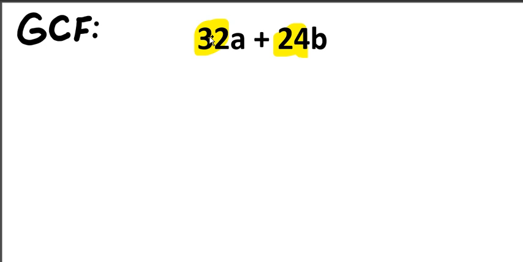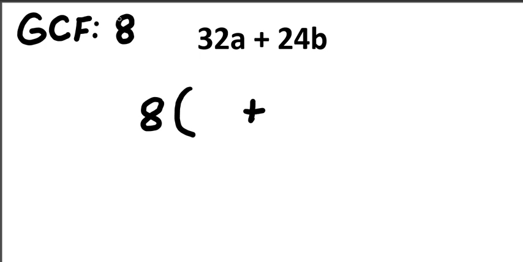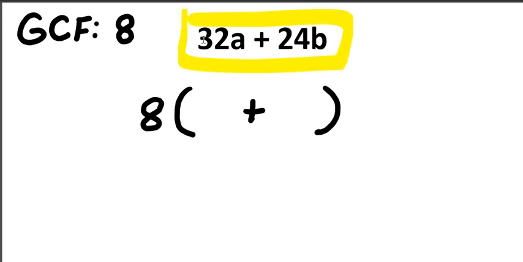Now, if you've forgotten how to do this, I will be most happy to link some tutorial videos in the description, but for now, suffice it to say that the biggest number that will go into 32 and 24 is going to be 8. Now, what do we do with that 8? Well, we pull the 8 out, we factor it out, and we ask ourselves, 8 times the quantity, what plus what is going to give me this same expression? So we're representing this using the distributive property.